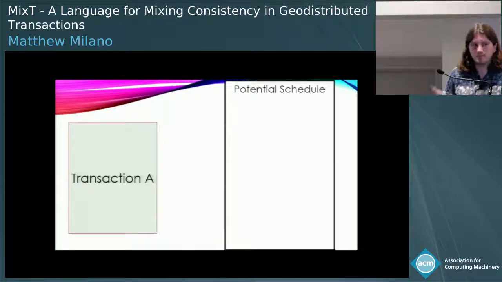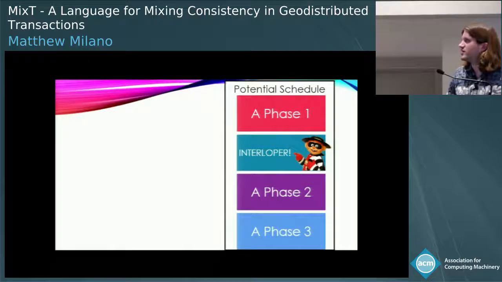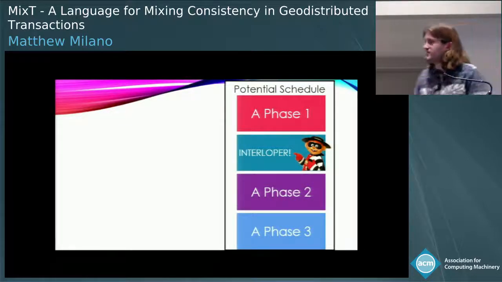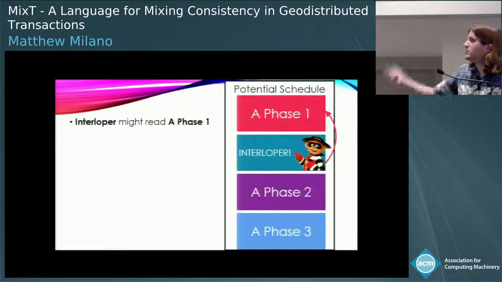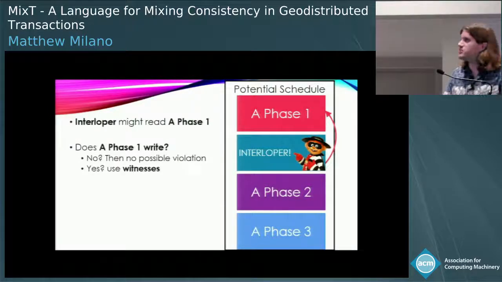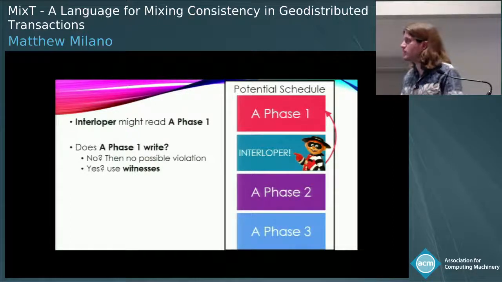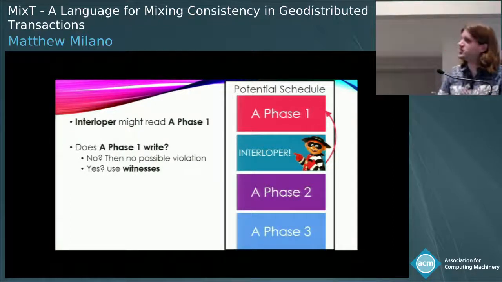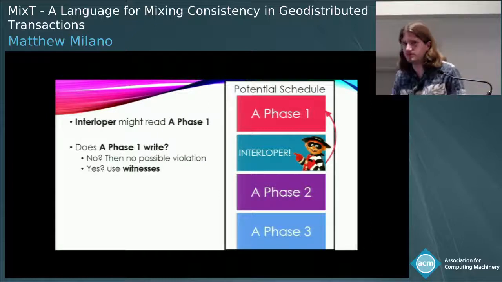In particular, we're going to take our transaction, we're going to split it up, and we're going to fear that some interloper can insert himself in between our transaction phases. This interloping transaction may be able to read what's going on in phase 1. Now, there's actually something a bit surprising here about the way MixT's phases tend to work. As is potentially clear, this is only really a problem if phase 1 performs writes. Otherwise, our interloper has nothing to read.